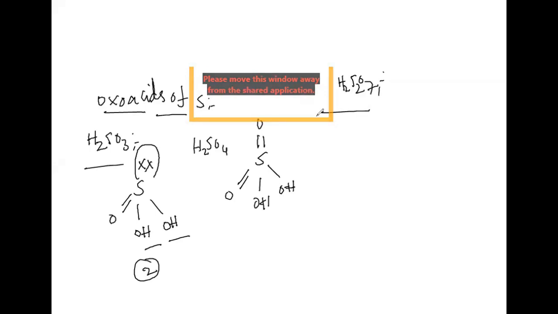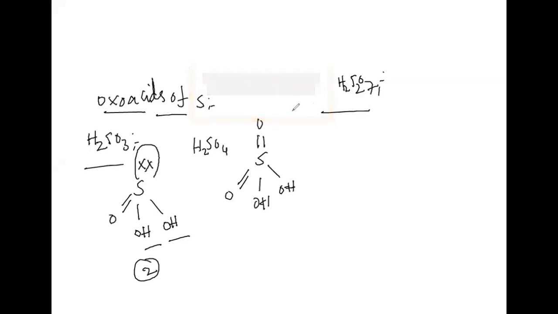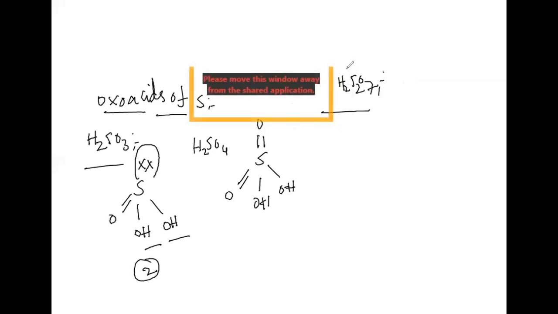H2S2O7, where we used it? Contact process. Organic, I am asking about organic. In organic we use it in petroleum refining. Who is that? Who said this? Your good name, please.